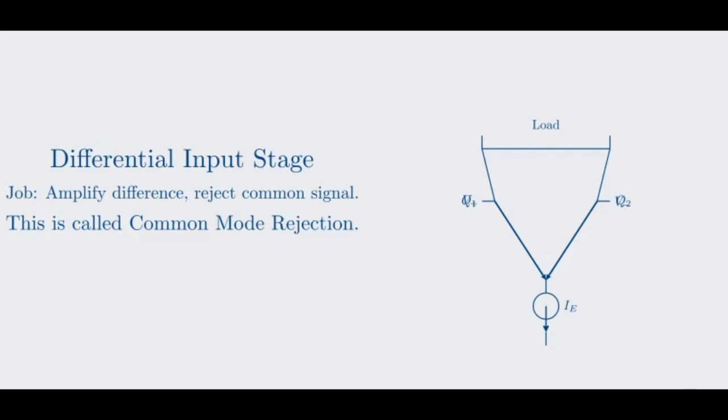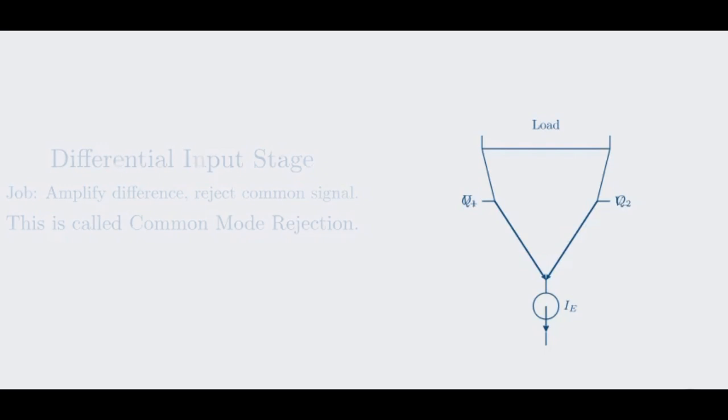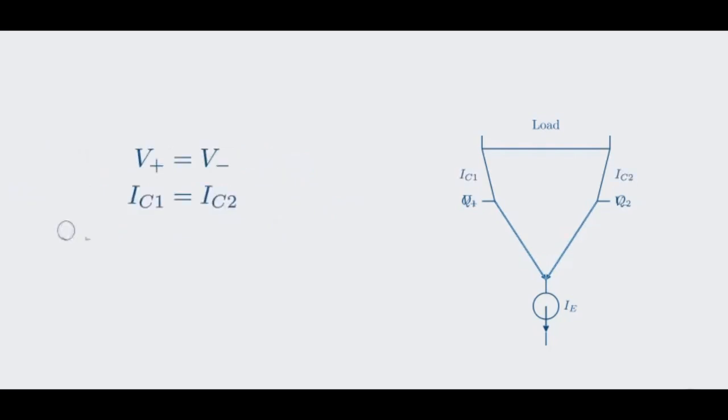If the two input voltages, V plus and V minus, are the same, then because the transistors are matched, the emitter current I sub E splits exactly in half. Half flows through Q1 and half through Q2. The voltage drop across their collector resistors will be identical, and their output voltages will be equal. There's no differential output. If V plus and V minus are equal, the collector currents are equal, and the output difference is zero.